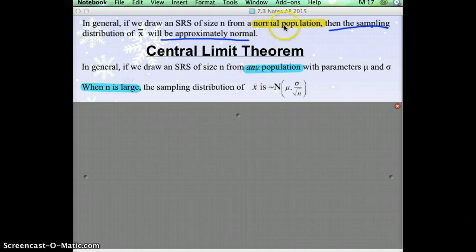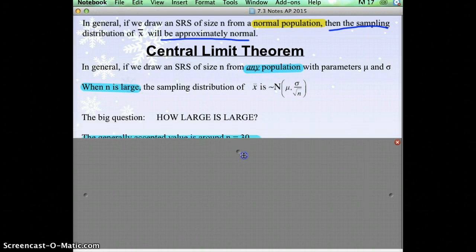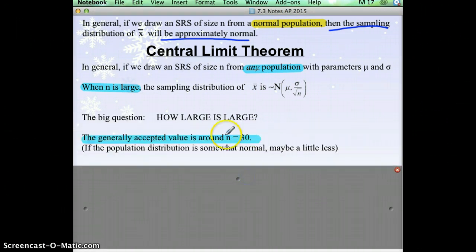So if it's from a normal population, then our sample should be normal. If it's from any population that we don't have any information about, then if our sample is large enough, our sampling distribution should be normal. Well, the question then is, how large is large? If your sample size is around 30, that's considered large, and that is what the central limit theorem says.